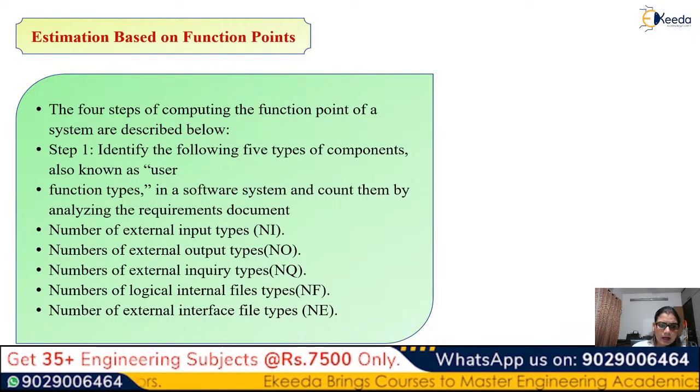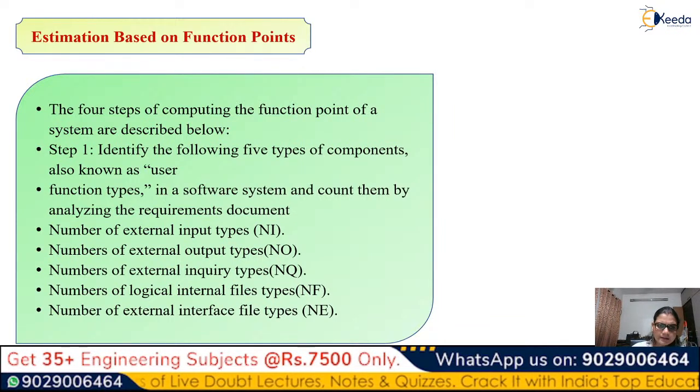What I have explained in the earlier part is making an abbreviated form. So NI stands for the number of external inputs, NO stands for the number of external outputs, NQ stands for external inquiry types, NF stands for logical internal file types, and external interface file types, if any. So the four steps for computing function points are described below.